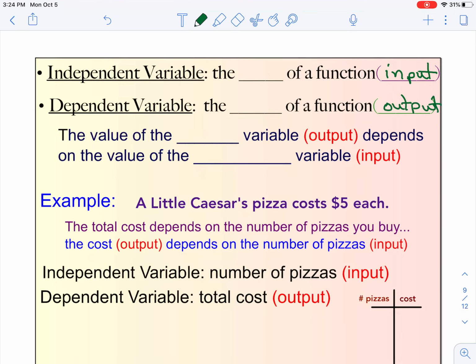So again, what we put in is the x's. It's the x value of the function, and the dependent variable is the y value of a function. So what happens is the value of the dependent variable, the output, depends on the value of the independent variable.